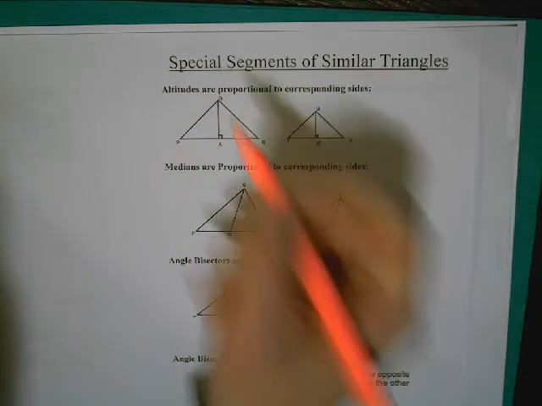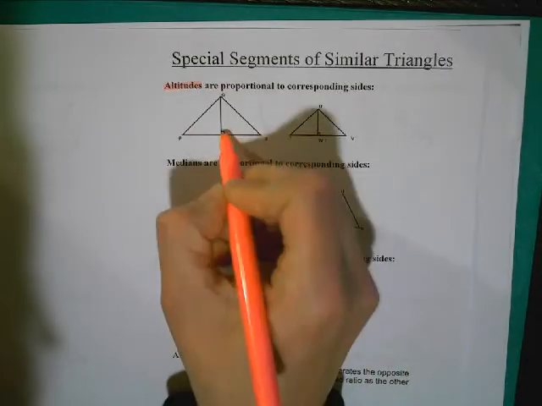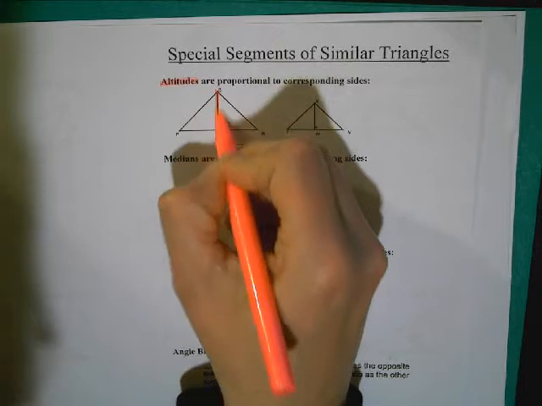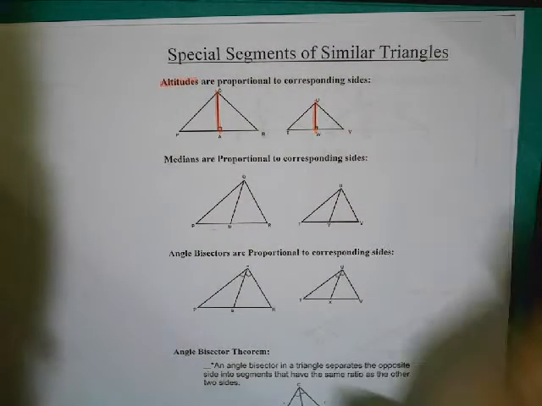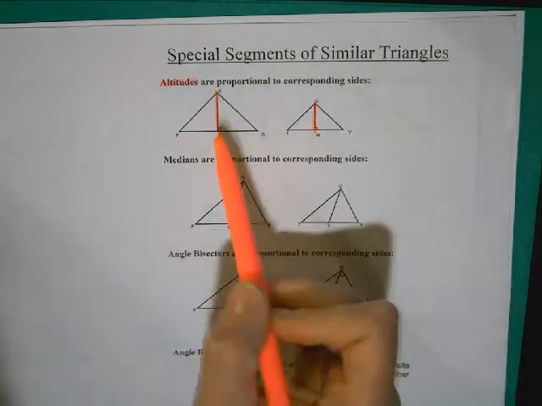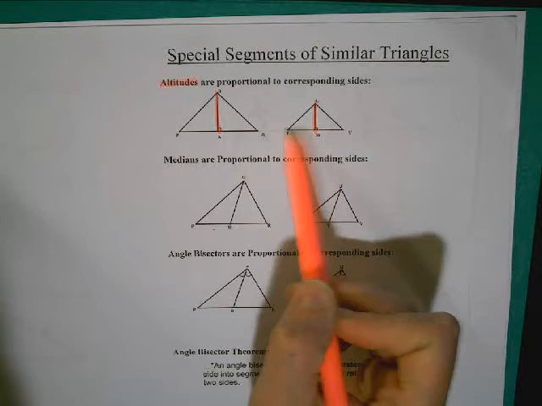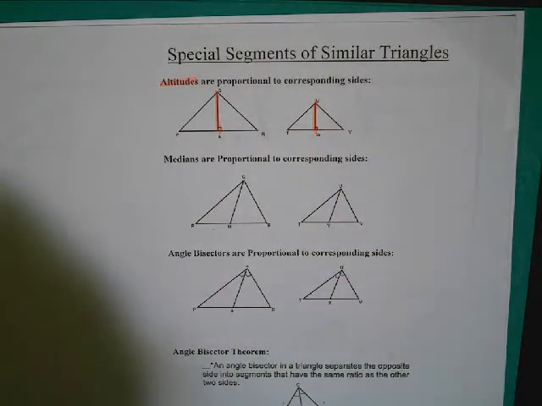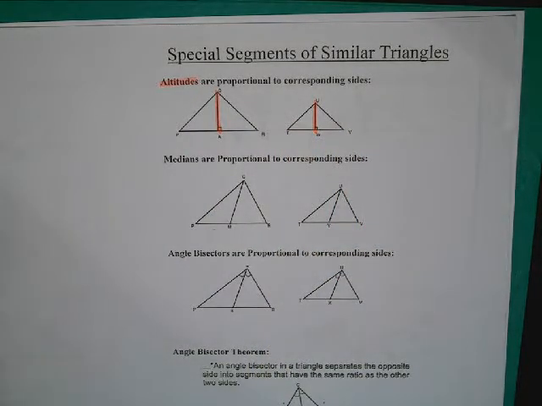So remember, an altitude makes a right angle. So QA and UX would be altitudes, and it makes that right angle with the base of the triangle. So that altitude has a right angle.